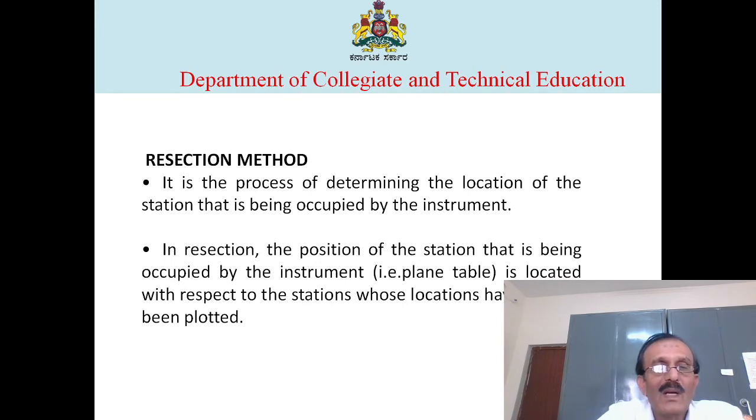Resection method. The earlier three methods are to locate the ground stations on the plan. The resection method is the process to locate the station that is being occupied by the instrument on the sheet. That means, by just looking at the well-defined ground points, you are going to locate the point on the sheet. In resection, the position of the station occupied by the instrument is located with respect to stations whose locations have already been plotted, looking at the ground stations.